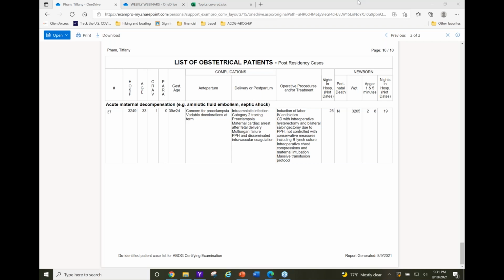Sorry, did you say labs to prove DIC or amniotic? Yeah, no, amniotic fluid embolus. Okay, there are no labs to prove an amniotic fluid embolism. It's kind of a clinical diagnosis. I believe there is like a lung stain that you can do, but that's post-mortem.